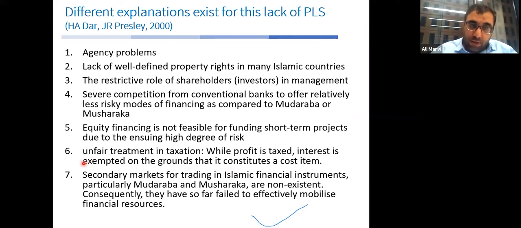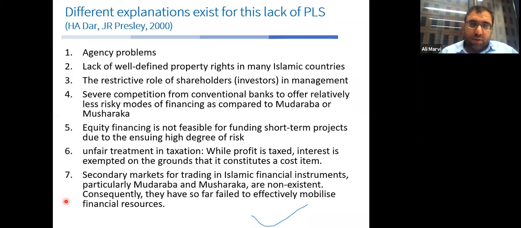So that is number 6. And finally, they argued that in many Islamic countries, we have a lack of secondary markets for trading in Islamic financial instruments. In particular, they don't have a secondary market for Mudaraba and Musharaka. And actually, that's the reason that the banks cannot solve the problem of liquidity mismatch with this type of contracts.